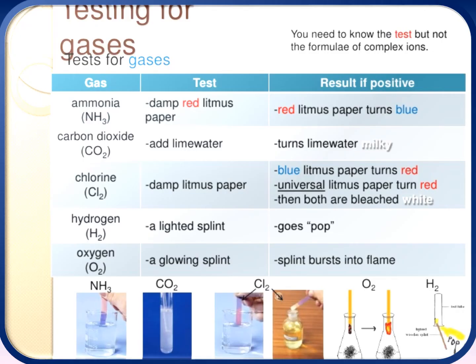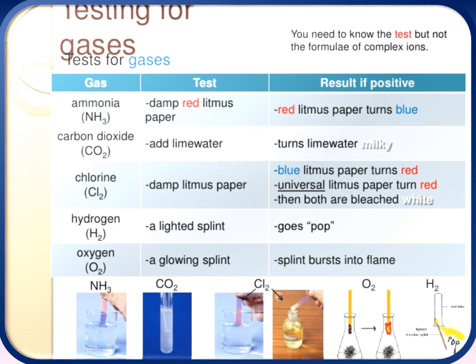Now look at this table carefully. That is the testing for gases. Ammonia, the test is damp red litmus paper, and the result, if positive, is that the red litmus paper turns blue. Carbon dioxide, add lime water, it turns milky. Means carbon dioxide turns lime water milky.